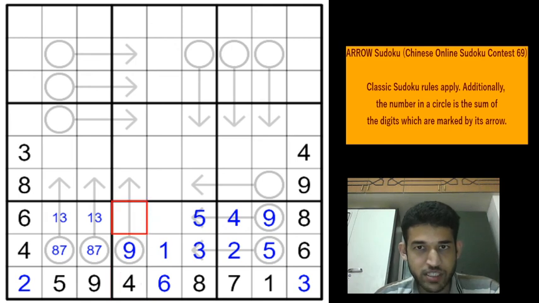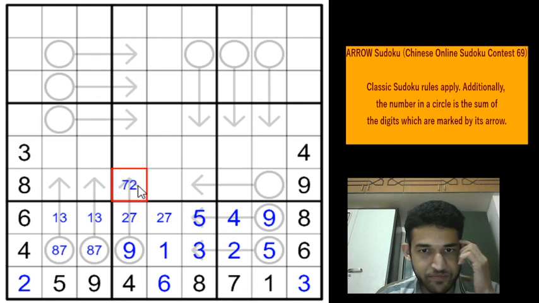So these two digits will be 2 7 in some order. And for the 9, when you have a 2, you get a 7 here, and when you have a 7, you get a 2 there.